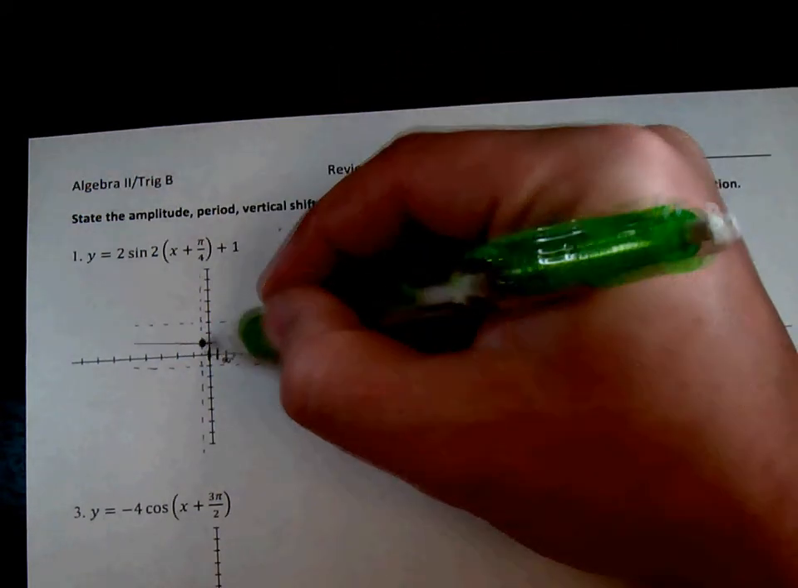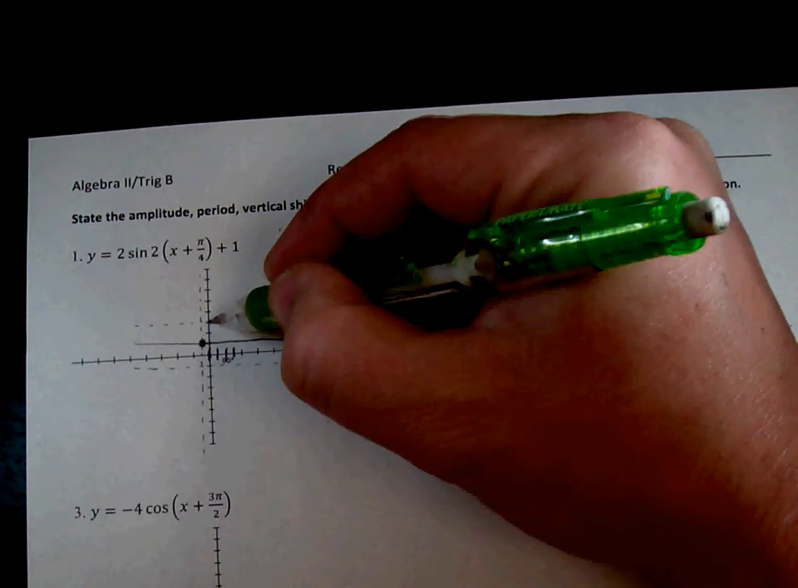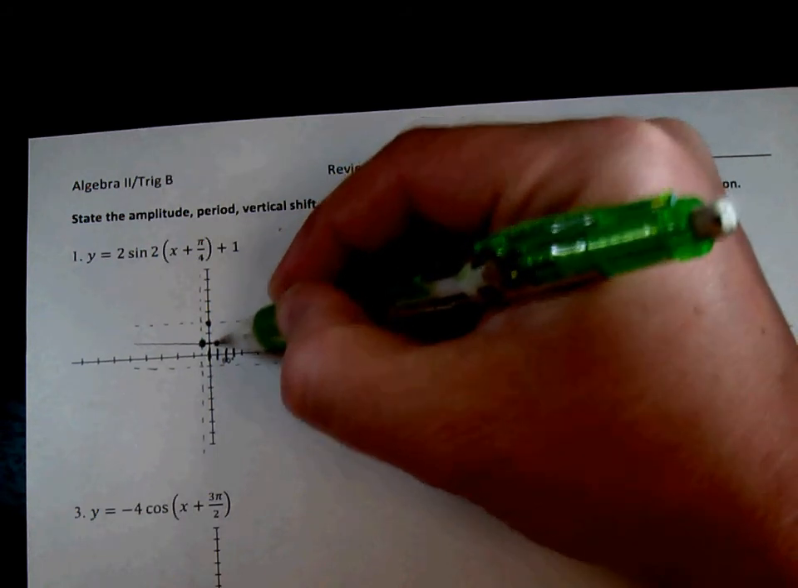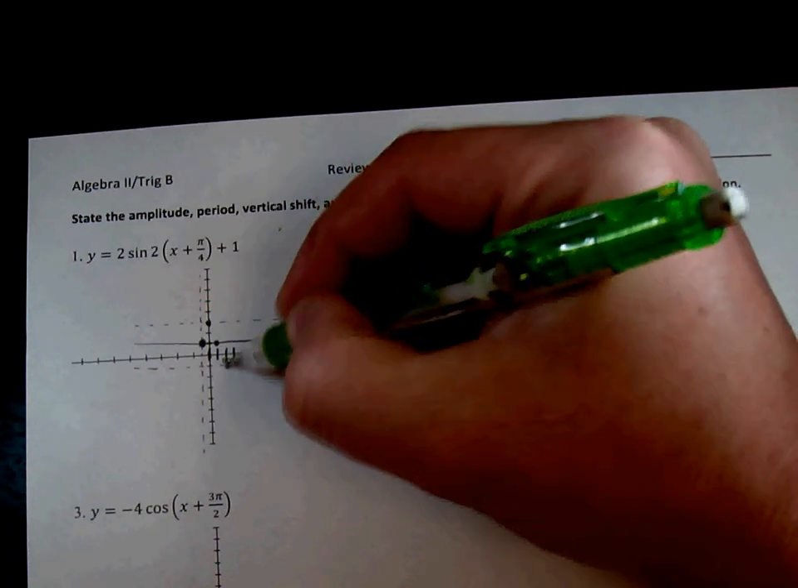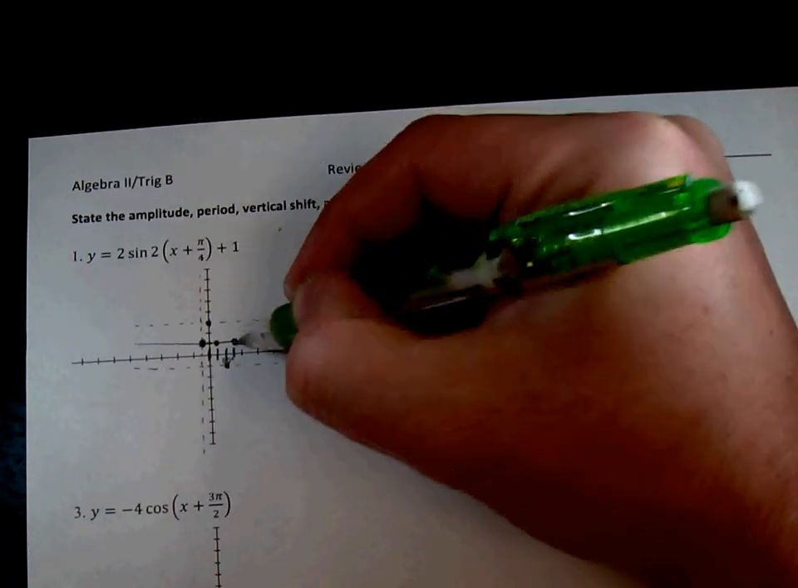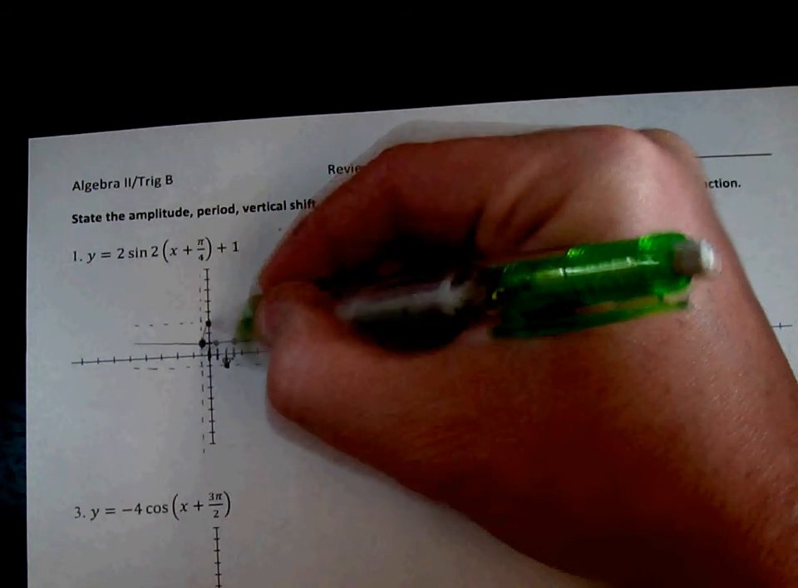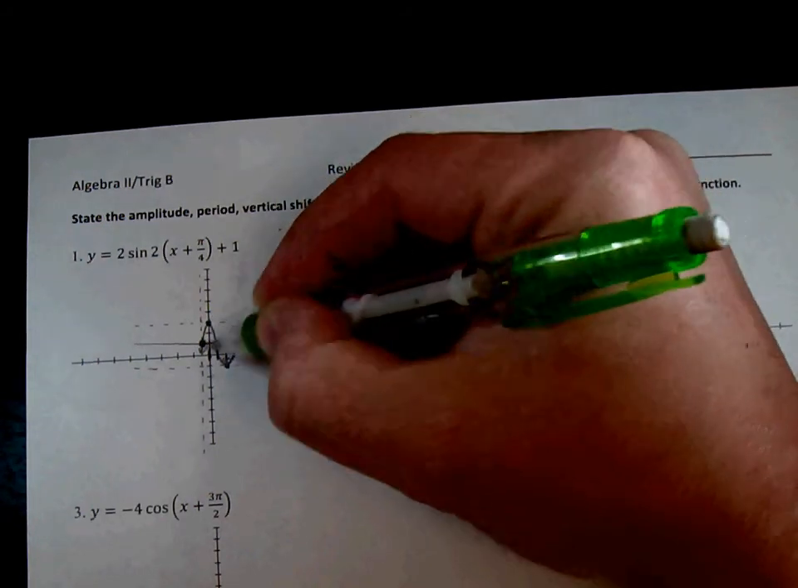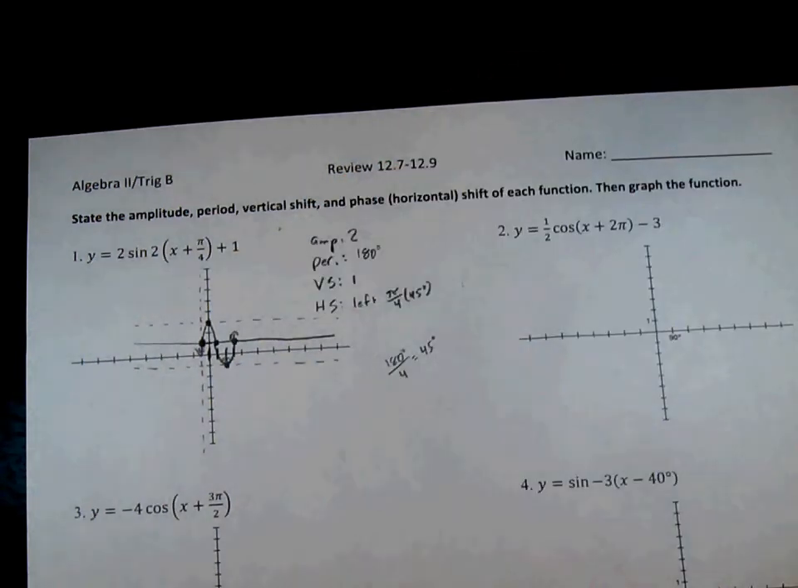So, okay, back to the midline. The 0 will be up at the max, and then back to the midline when I'm at 45. When I'm at 90, I'm down at the minimum. And when I'm at 135, I'm back at the midline. So connect the points, and we have our period.